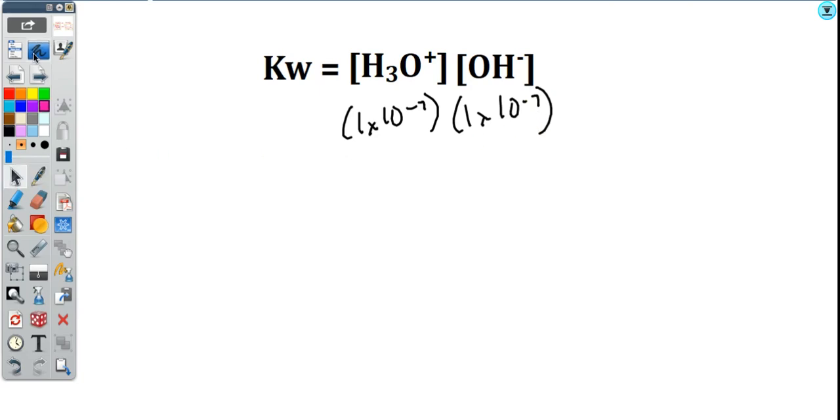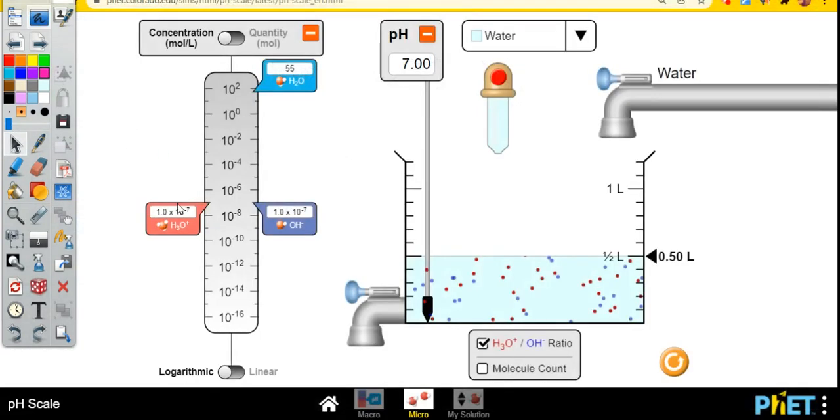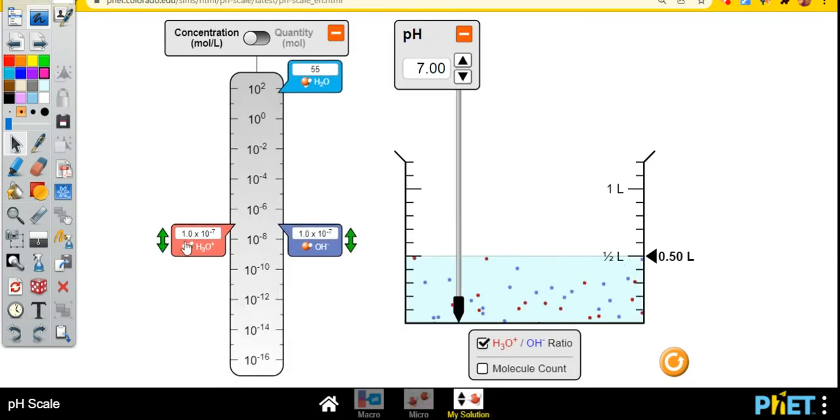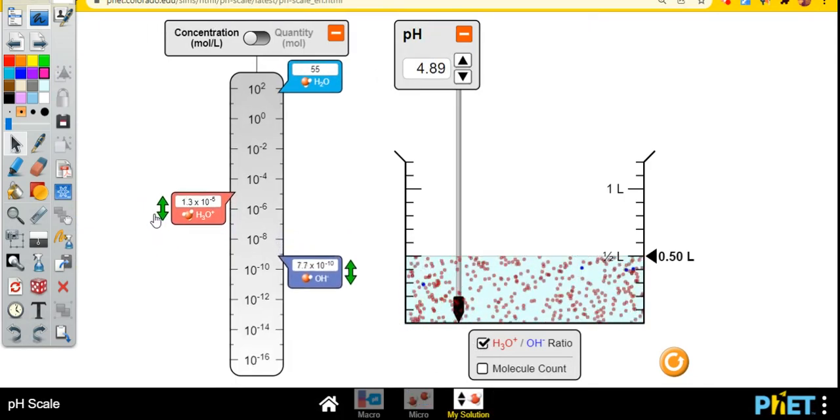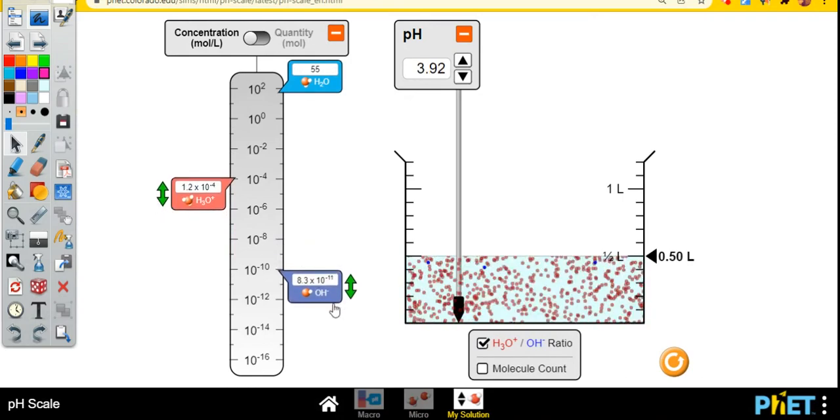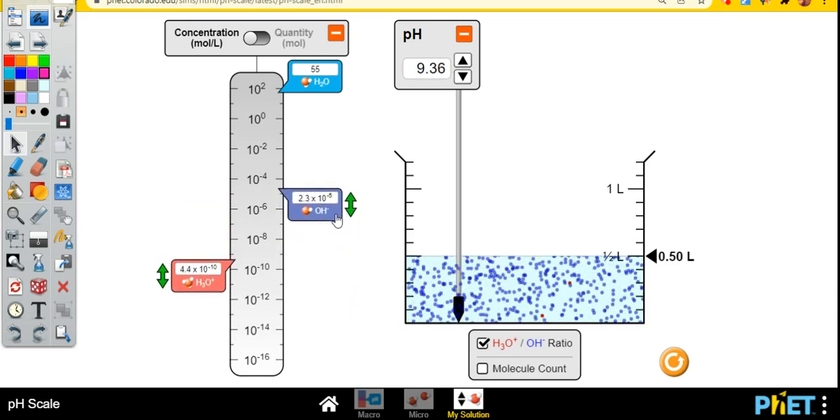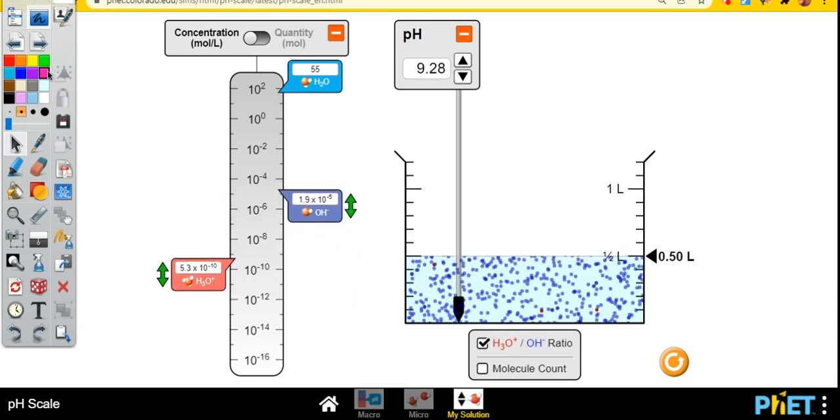However, the goal here is to recognize if you are increasing the concentration of hydronium. So if you're increasing the concentration of hydronium, the hydroxide ion concentration is going to decrease accordingly, or vice versa. If you increase hydroxide, hydronium is going to go down, so that the product of the two concentrations will always equal 1 times 10 to the minus 14.